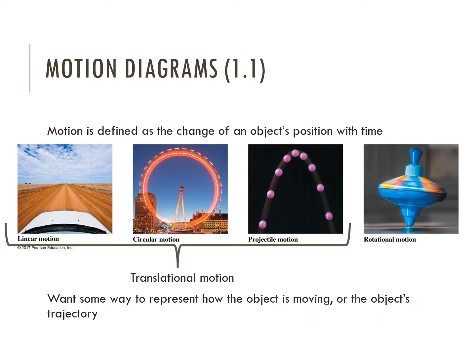So we want some way to represent how our object is moving, or the object's trajectory. Trajectory is just the path in which your object is going to move. It doesn't matter if it's linear, circular, projectile, or rotational motion. Trajectory just always talks about how your object is going to be moving around. So we want some sort of way to represent this.